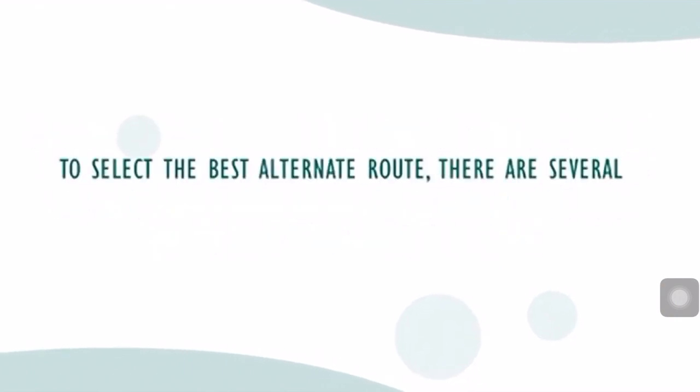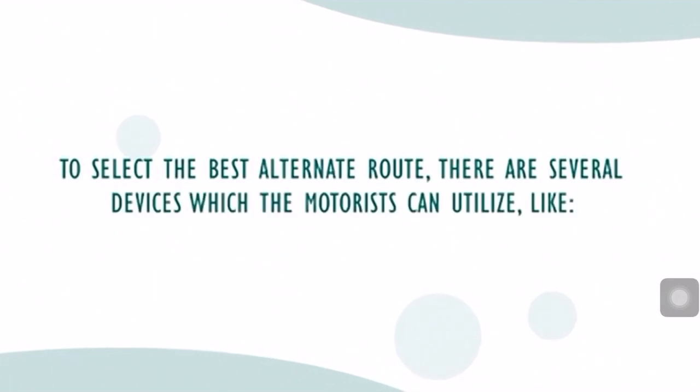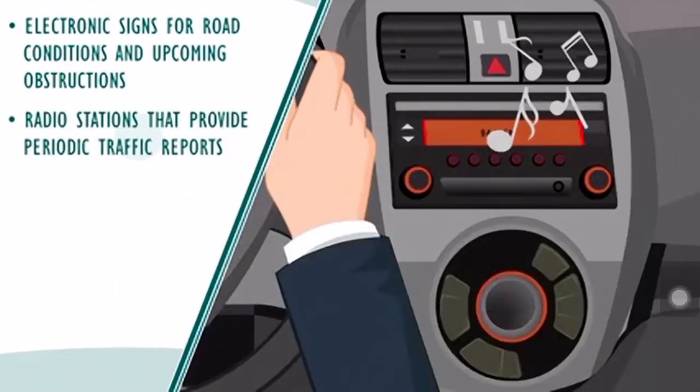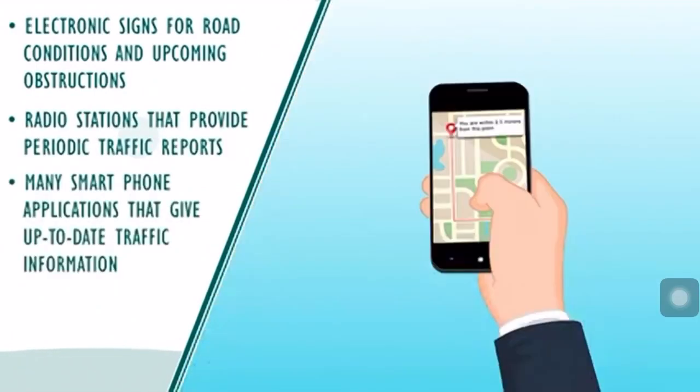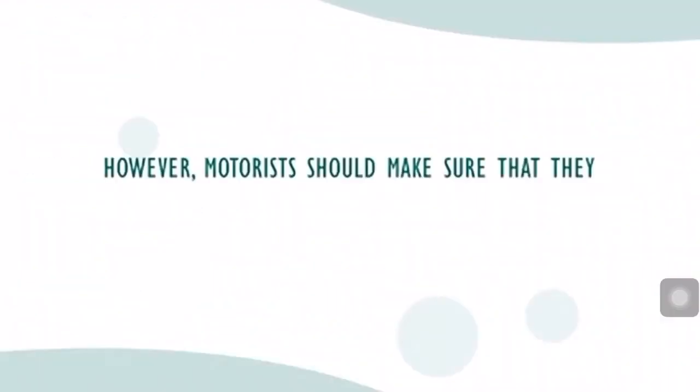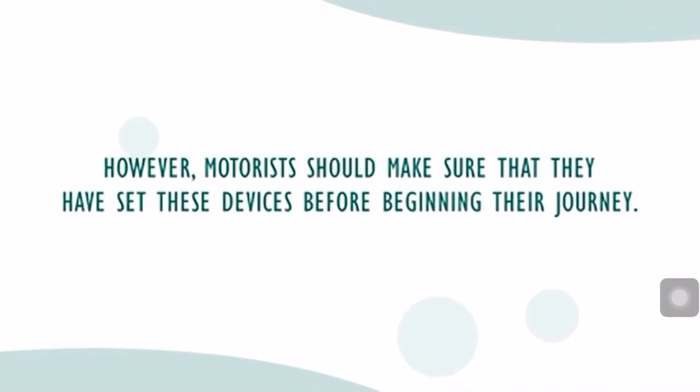To select the best alternate route, there are several devices which the motorists can utilize, like electronic signs for road conditions and upcoming obstructions, radio stations that provide periodic traffic reports, many smartphone applications that give up-to-date traffic information, GPS navigation devices to guide on a detour. However, motorists should make sure that they have set these devices before beginning their journey.